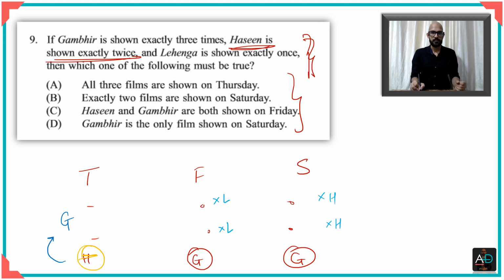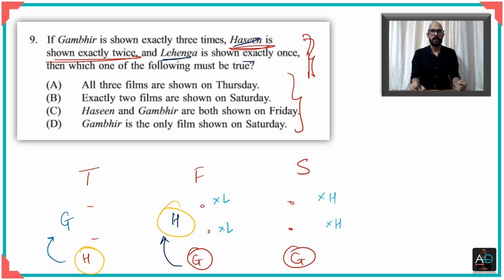So we have Haseen here. Again, I don't know whether Haseen is in the first position or the second position, but that doesn't matter. It's just before Gambhir. We've entered the data from this one. Haseen is shown exactly twice. So you've got your first Haseen here. This is your first Haseen and this is your second Haseen. Now let's see what we see about lehenga. So it says that lehenga is shown exactly once.